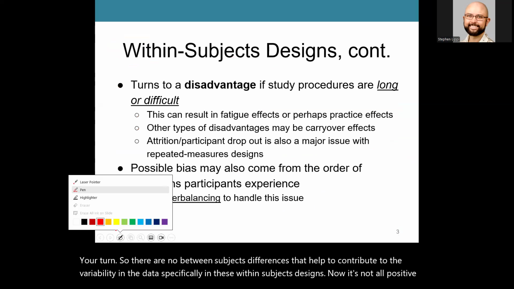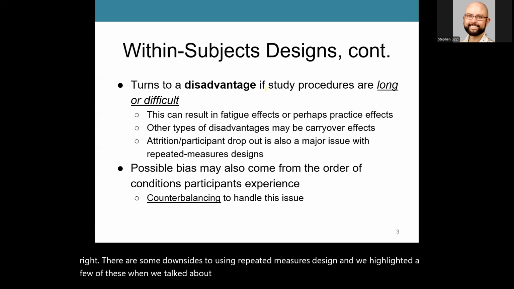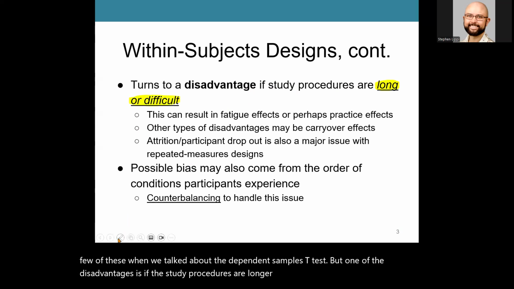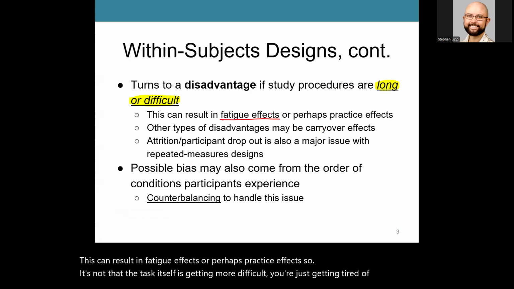There are some downsides to using a repeated measures design, and we highlighted a few of these when we talked about the dependent samples t-test. But one of the disadvantages is if the study procedures are long or difficult, this can result in fatigue effects or perhaps practice effects. So it's not that the task itself is getting more difficult. You're just getting tired of doing the task over and over again.